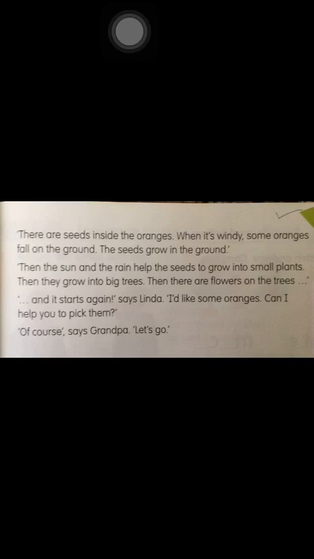هيا نذهب. إذن سأقوم بقراءتها وشرحها مرة أخرى. استمع جيدا. There are seeds inside the oranges. يوجد بذور داخل البرتقال. When it's windy, some oranges fall on the ground. وعندما يكون الطقس عاصف يسقط البرتقال على الأرض. The seeds grow in the ground. والبذور تنمو في الأرض. The sun and the rain help the seeds to grow into small plants. الشمس والمطر تساعد البذور لتنمو حتى تصبح نباتات صغيرة.